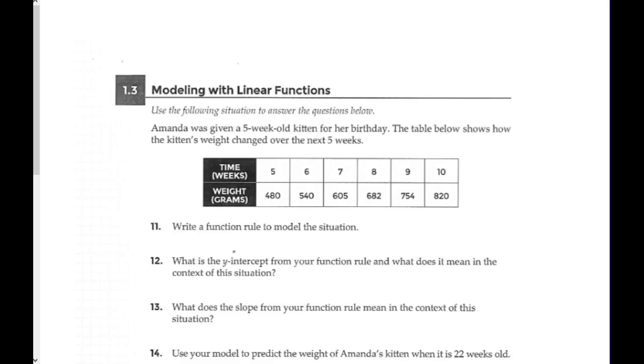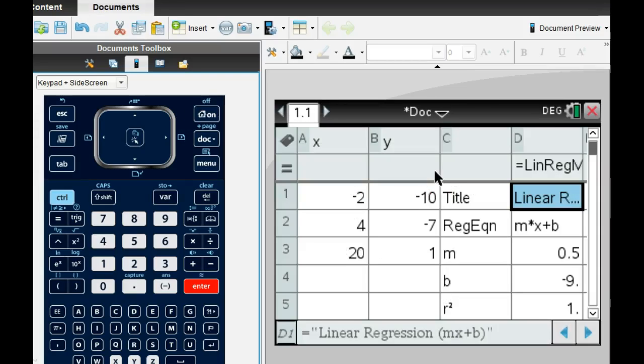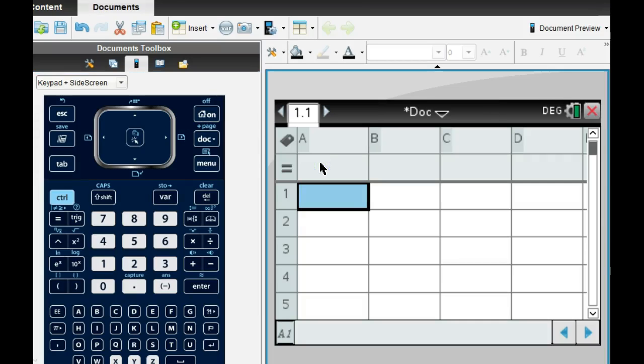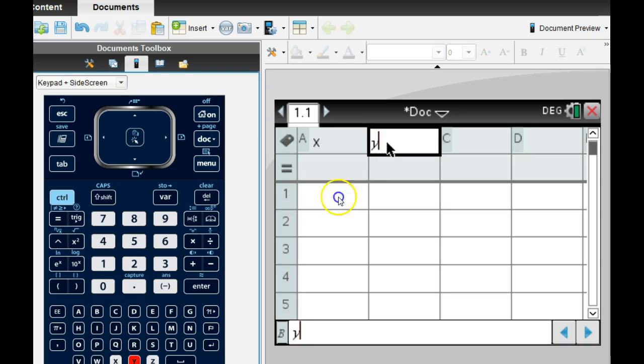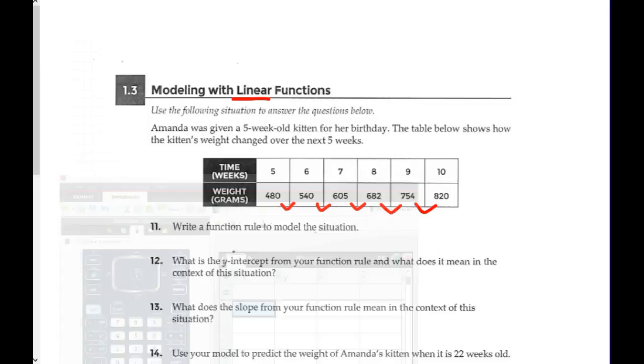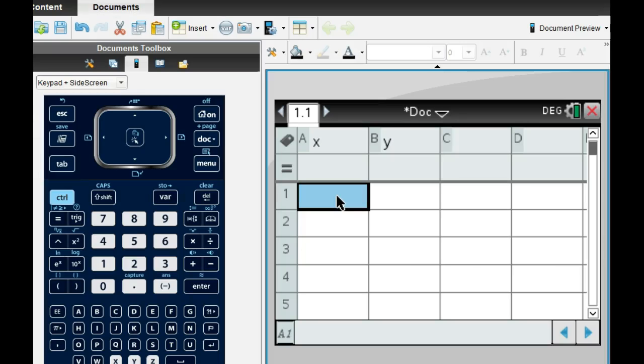Number 11. So now we're doing linear functions again. Write a function rule to model this. Again, I think you can do this with menu 413. Now, you kind of want to find out if the differences are all the same. I can tell you that they're not going to be the same for sure. So in this case, you want to put all the data into the list and spreadsheet. So let's do that. So let's go back. So we have 5, 6, 7, 8, 9, 10.